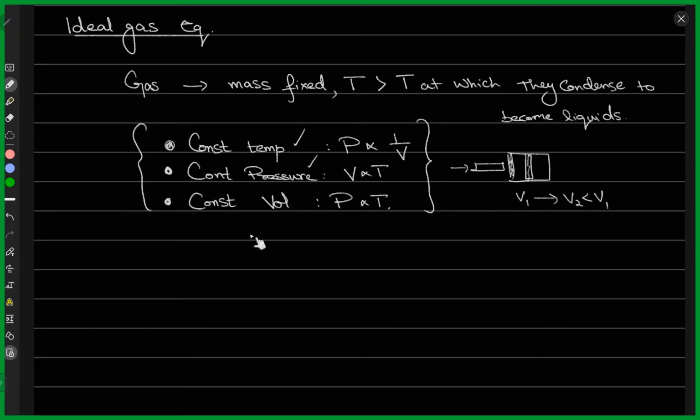And the equation can be written as PV over T is equal to some constant. Let's just write some constant. Now, if I bring this T over there, then I have PV is equal to some constant times the temperature. And this is known as the ideal gas equation. This equation is only true when the gas is considered to be an ideal gas. It's known as the equation of state, really, for an ideal gas.